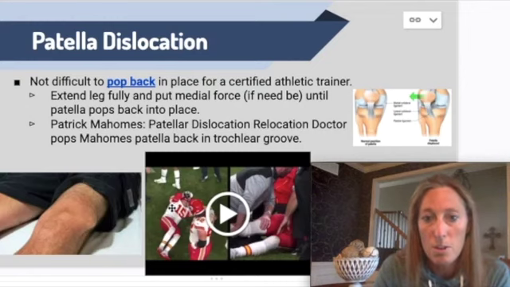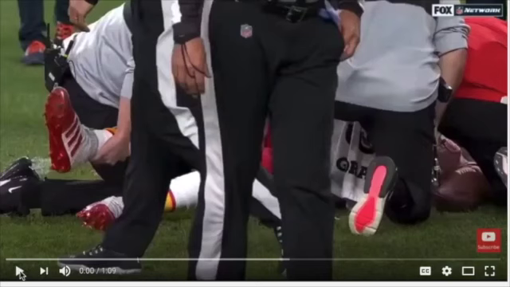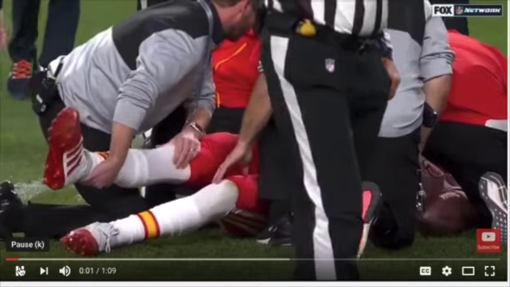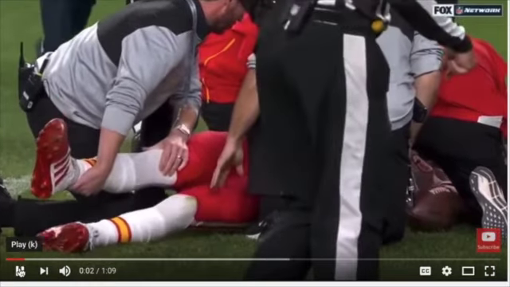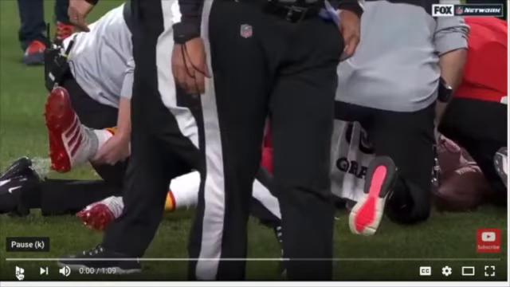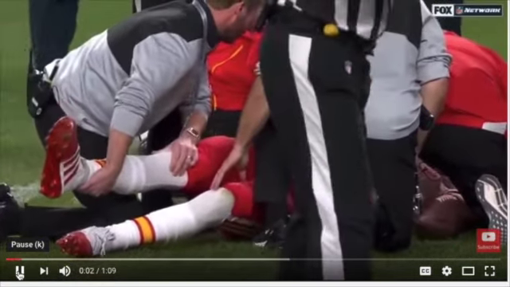And there's a picture of a doctor putting it back. I'm going to watch that again. It's like they almost popped that.